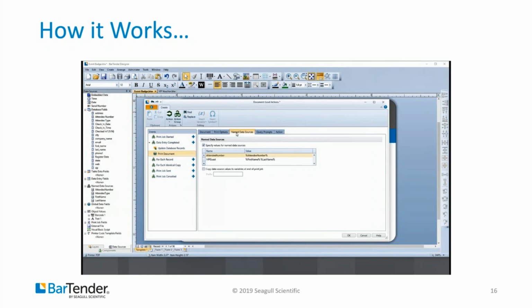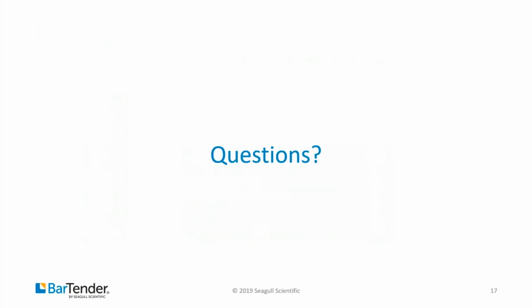Otherwise, it's a pretty straightforward, pretty simple secondary label in this case. So we'll move on with some questions. Jasper? First one we got here is what particular BarTender edition is required to use these actions? For everything that we're covering today, you actually need to be on Automation or higher.